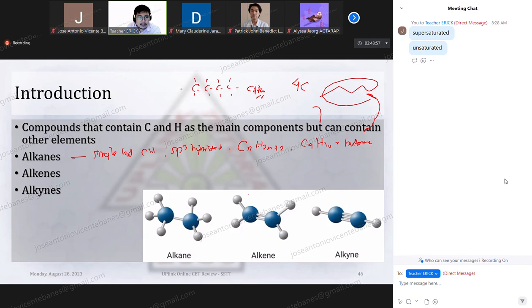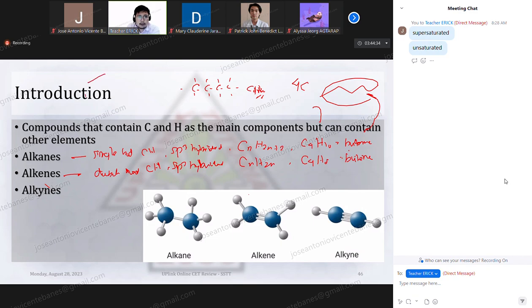Now for the alkenes, these are your double bond carbon hydrogen compounds. In essence, these are also known as sp2 hybridized. To compute for the alkenes, we have CnH2n. One example, if we have 4 carbons, then we have C4H8. So this should be your butene. It depends on where the double bond is, so we have 2-butene, 3-butene. So we can check the formula.